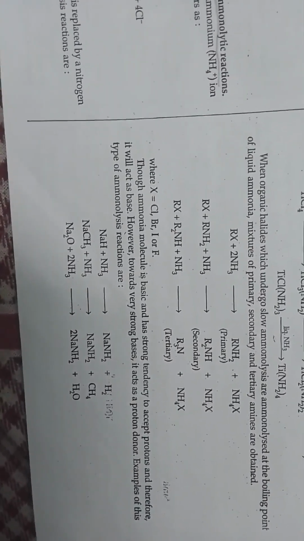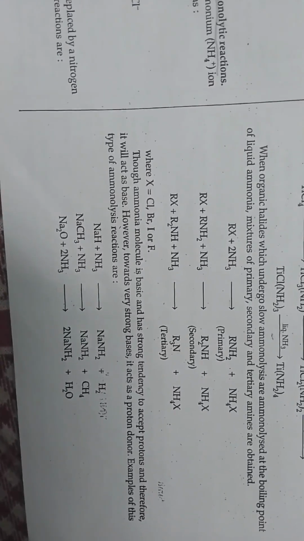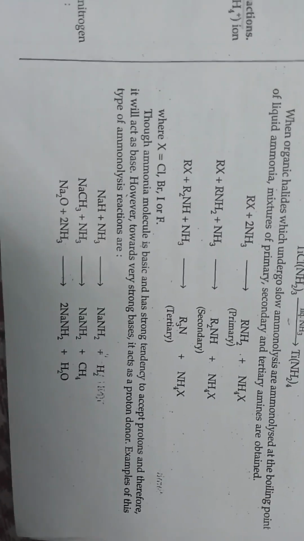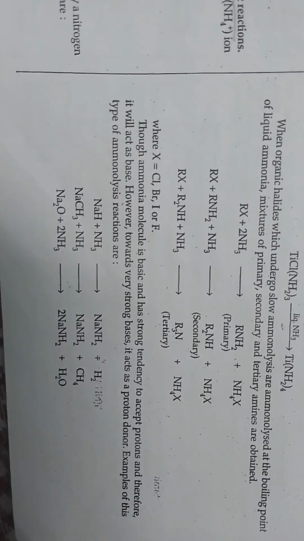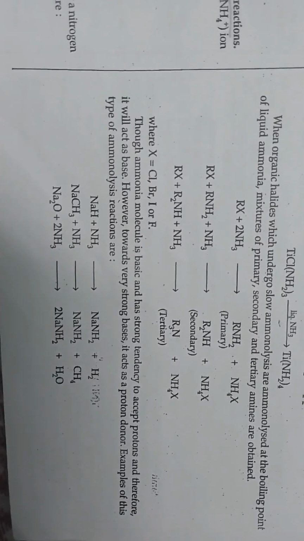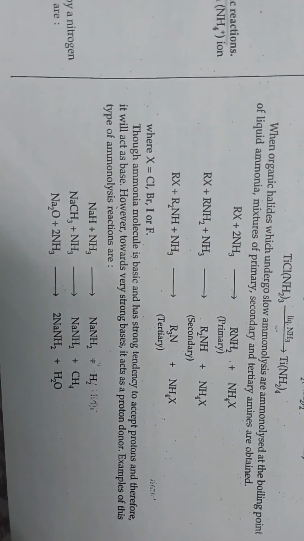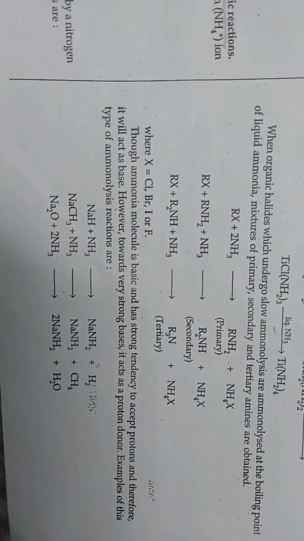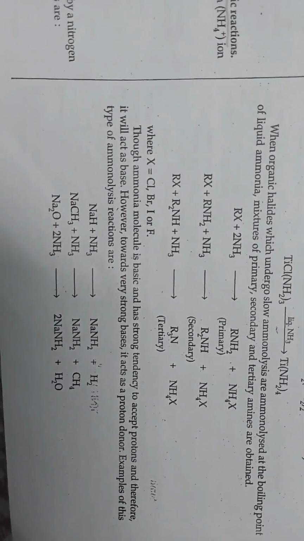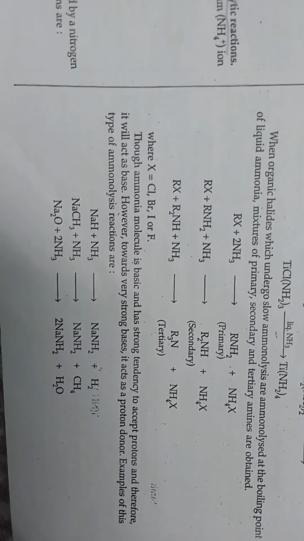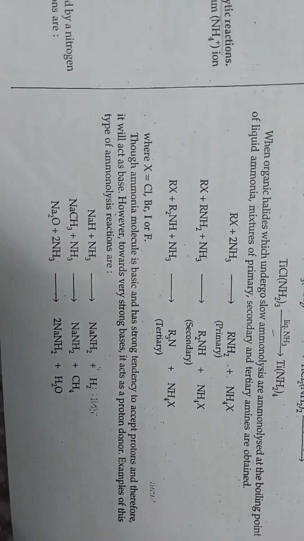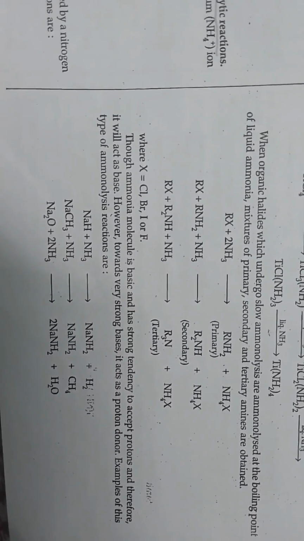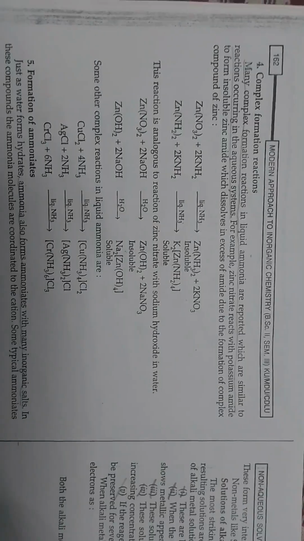Though the ammonia molecule is basic and has a strong tendency to accept a proton, and therefore acts as a base, towards very strong bases it acts as a proton donor. Examples of this type of ammonolysis reaction are: NaH + NH3 gives NaNH2 + H2. NaCH3 + NH3 gives NaNH2 + CH4. Na2O + 2NH3 gives 2NaNH2 + H2O.